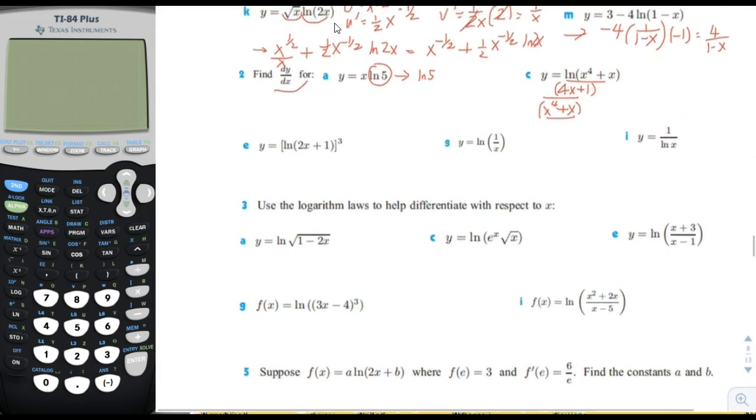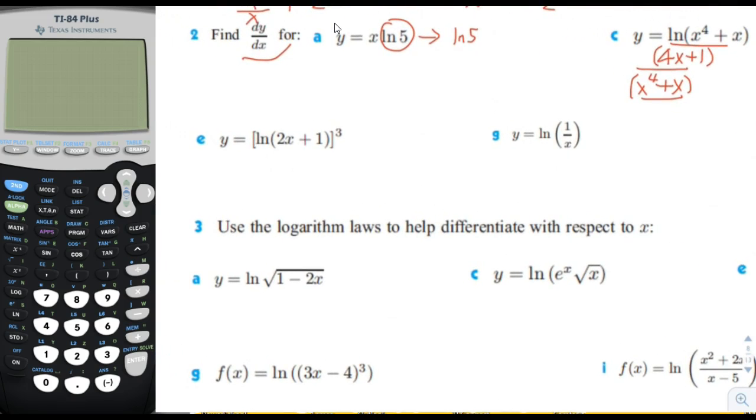E. y is equal to the natural log of 2x plus 1, cubed. This is a function inside of a function inside of a function. So let's see. First thing we are going to do is the power rule. If we do the power rule, we're going to put the 3 out front, and leave natural log of 2x plus 1 inside. And then we need to take the derivative of natural log of 2x plus 1 with the chain rule. So that would be 1 over 2x plus 1. And then we need to take the derivative of the 2x plus 1 with the chain rule again.